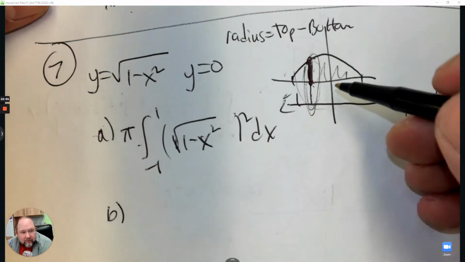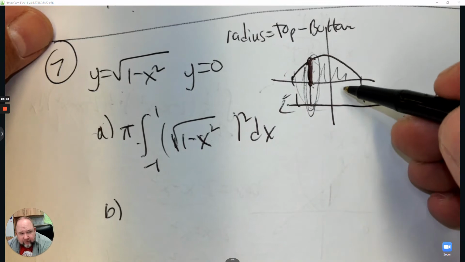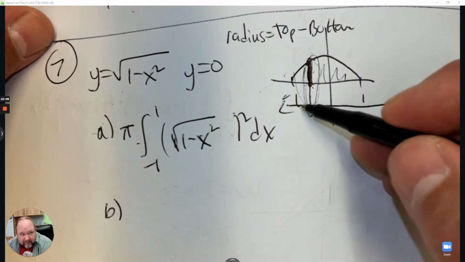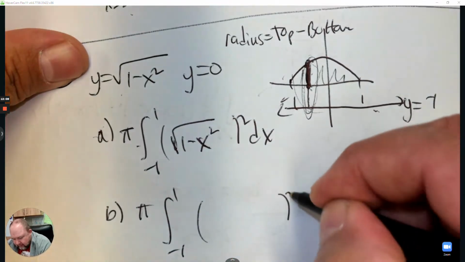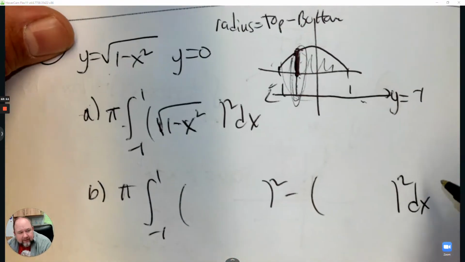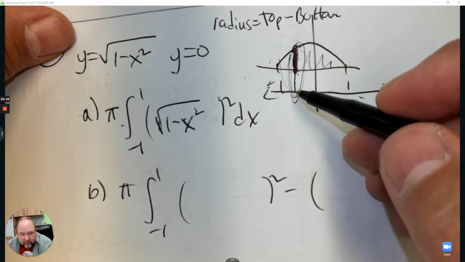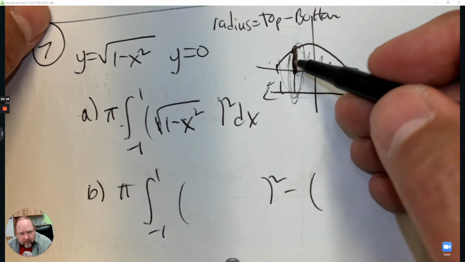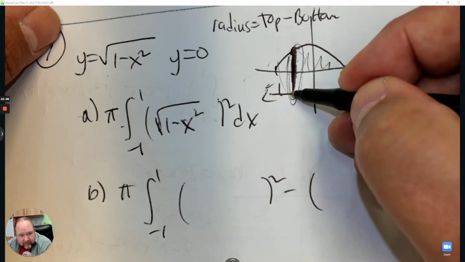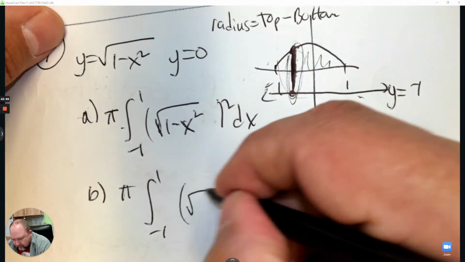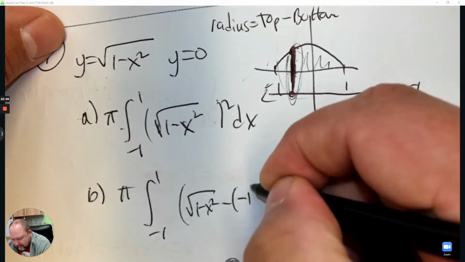What I want you to notice is this is now a washer question because there's a gap, a space between the area and the line of revolution. So the setup for that is we're going to have a big radius and a small radius, and then we subtract, and what's left over is the volume. So what represents the big radius? I'm just going to continue from here. The top, subtract the bottom. So that would be the square root of 1 minus x squared, subtract -1.